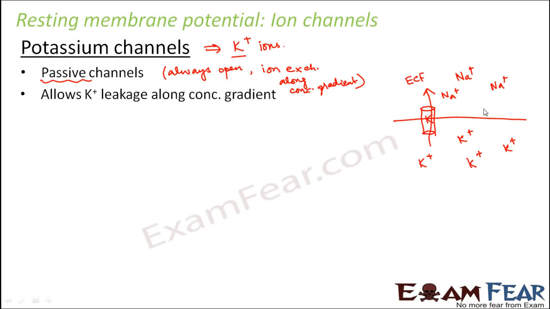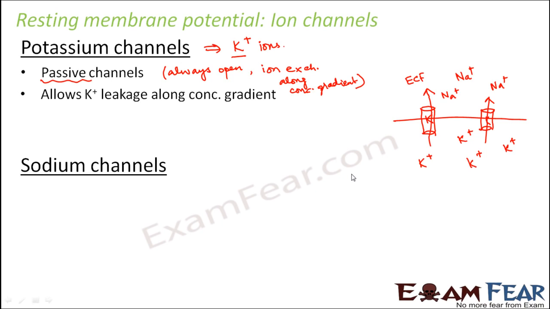And there can be multiple potassium channels like this. It is not necessary that there will be only one potassium channel. There can be multiple potassium channels like this, and they all will allow potassium ions to move from the axoplasm to the extracellular fluid. So that is the potassium channel. Let us now talk about the next channel, that is the sodium channel.